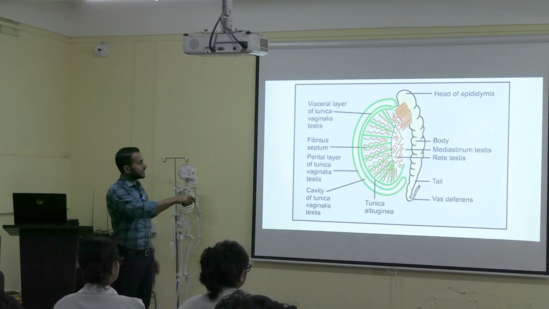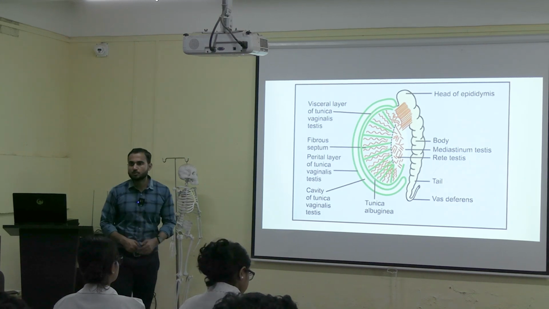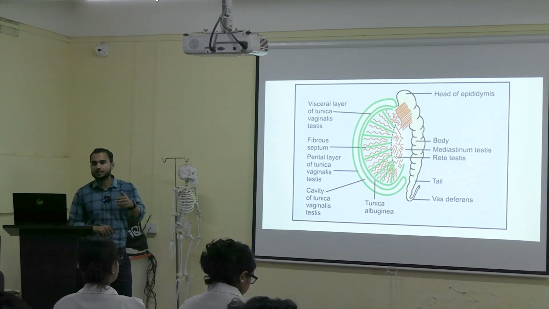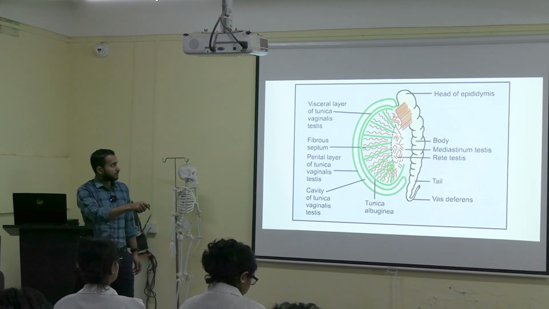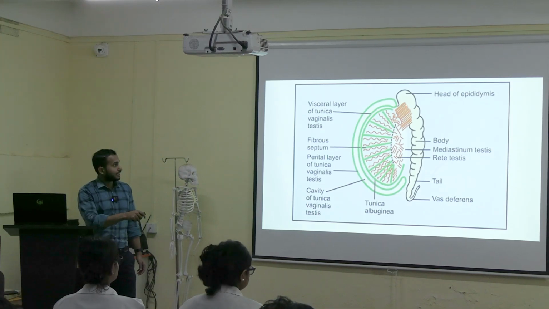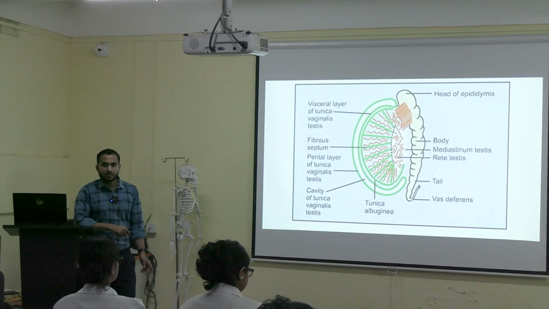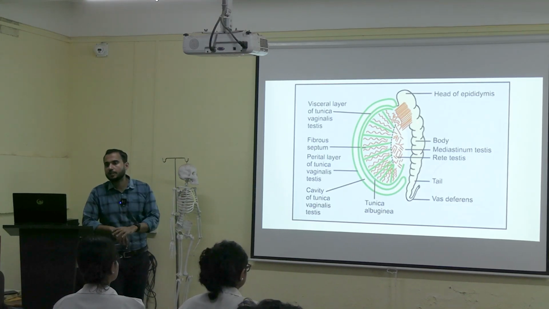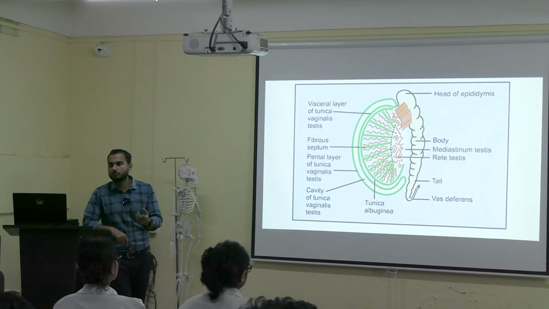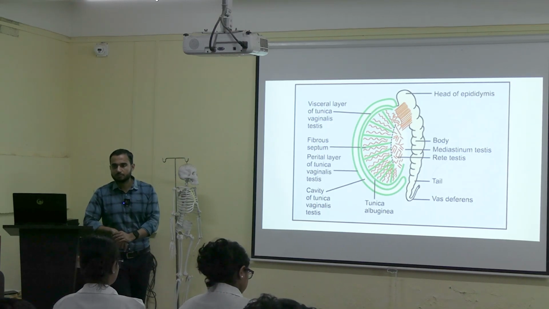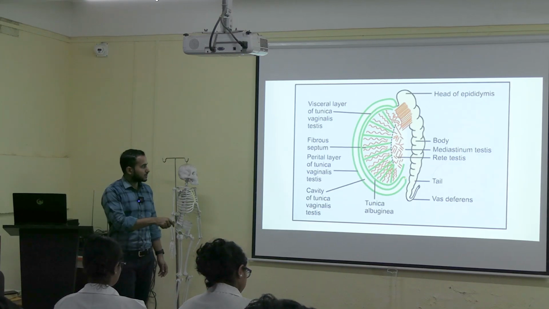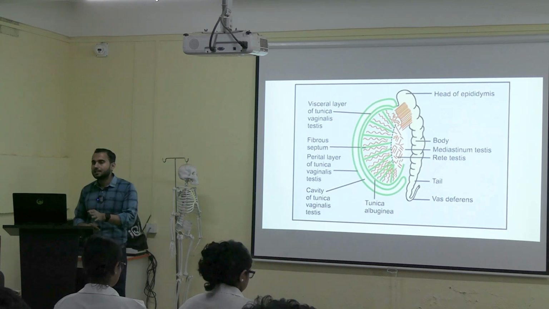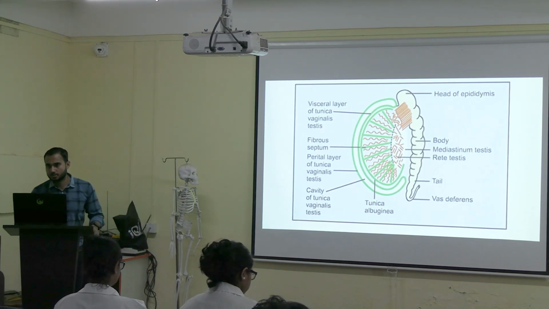From this rete testis, we are getting 12 to 30 efferent ductules. Those efferent ductules emerge at the upper pole of the testis, and then enter the head of the epididymis. After that, these efferent ductules convert into one single highly coiled duct, and that duct will form the body and tail of the epididymis. Then the epididymis will continue as the vas deferens. That much you have to write for the internal structure of the testis.